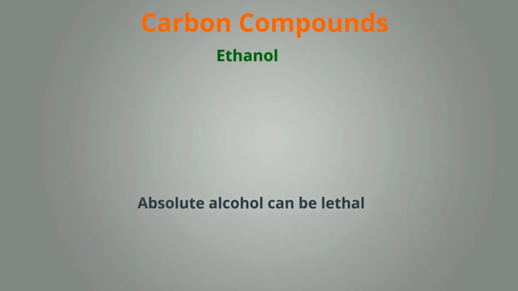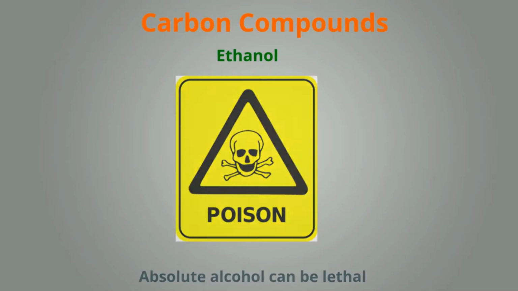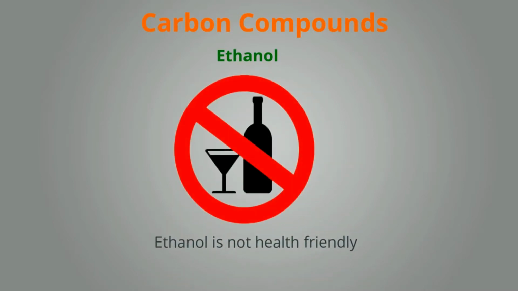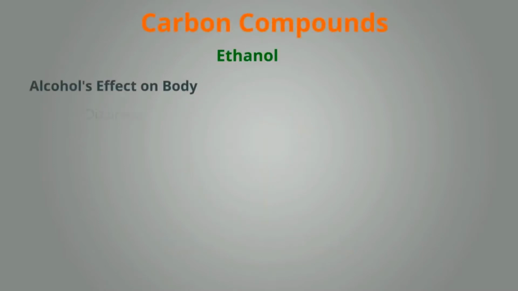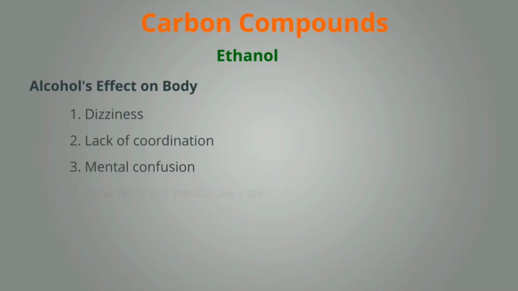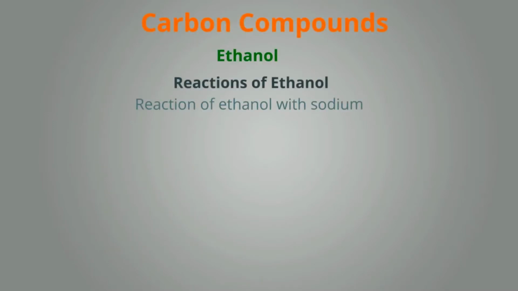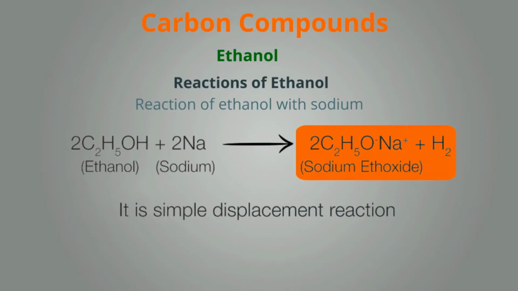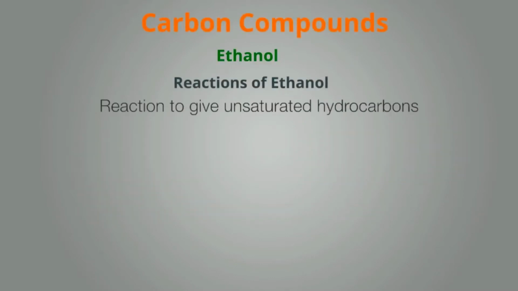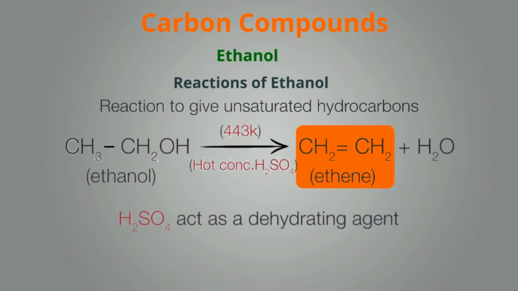Consumption of pure ethanol can be lethal. Consumption of dilute ethanol, though a widespread practice, is not good for health. Ethanol reacts with sodium to form sodium ethoxide, liberating hydrogen gas. On heating ethanol at 443 Kelvin with excess concentrated sulfuric acid, dehydration of ethanol results, giving ethene and water. Here, concentrated sulfuric acid is the dehydrating agent.